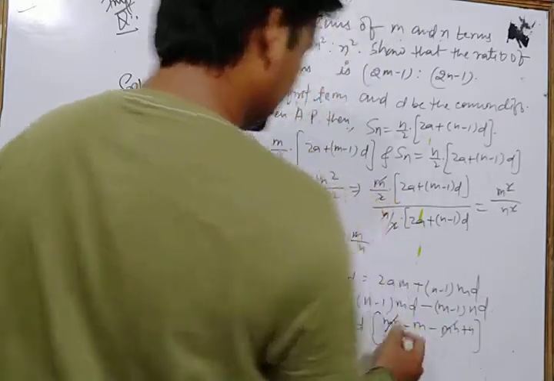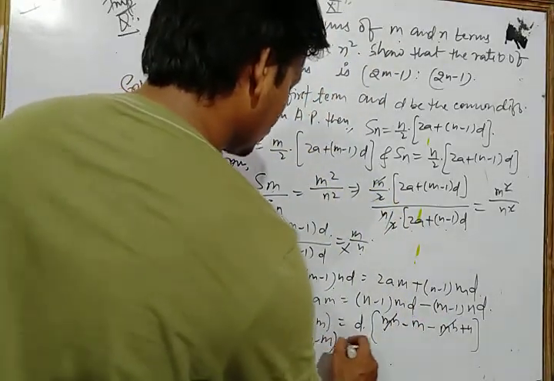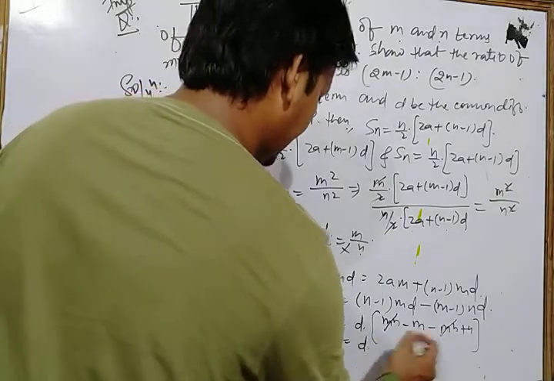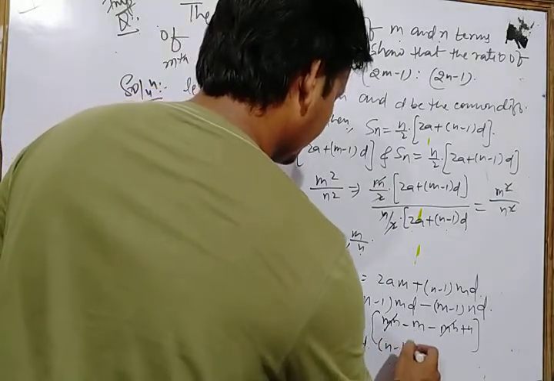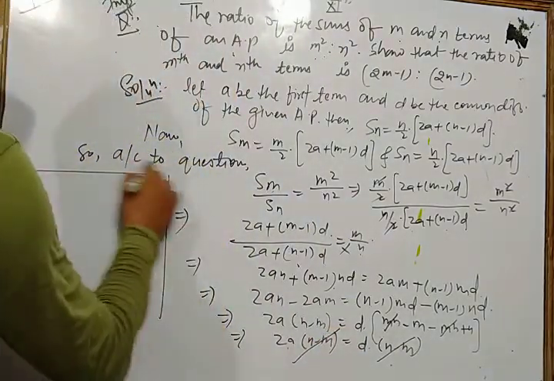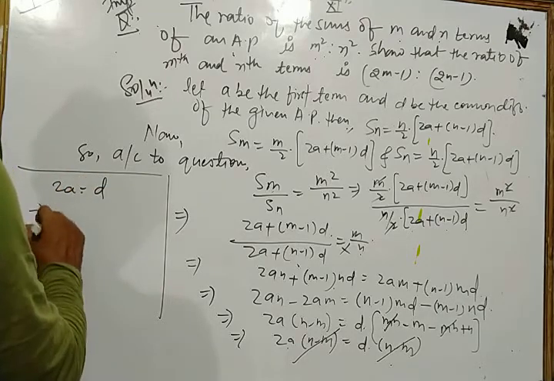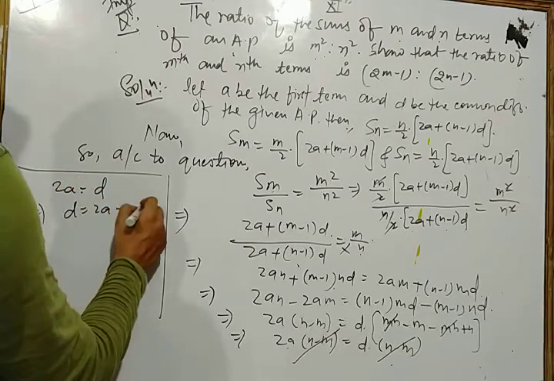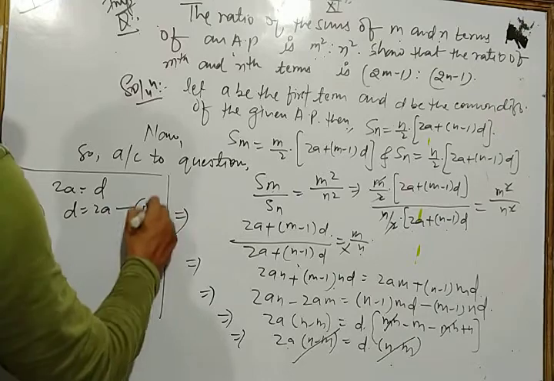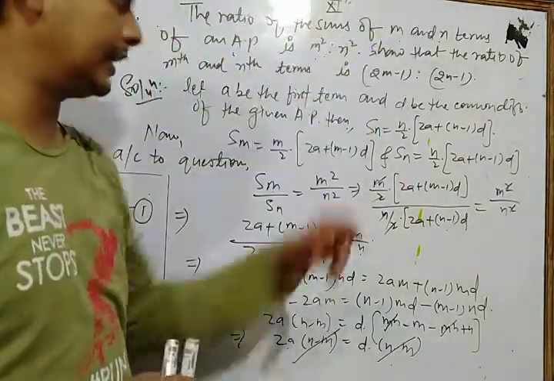mn and mn cancel each other, so we have 2a in bracket n minus m is equal to d in bracket n minus m. n minus m cancels each other, and we have 2a is equal to d, or d is equal to 2a. Take this as equation number 1.